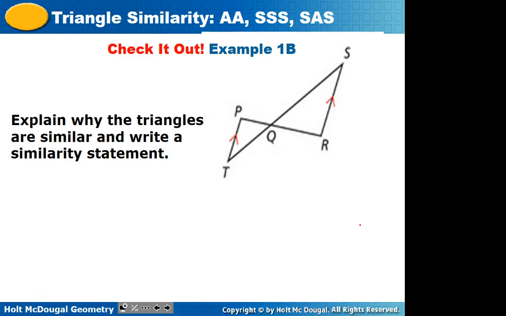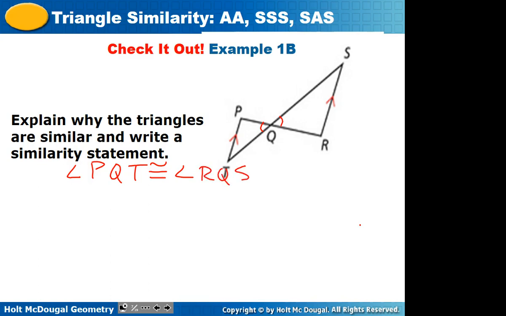Okay, so now we're going to talk about this. I want to show y'all, first of all, we know that the vertical angles are congruent, so we could say that angle PQT is congruent to angle RQS. We could say that first.